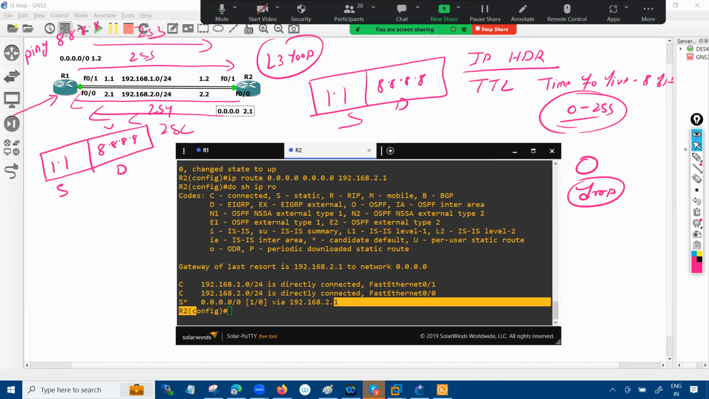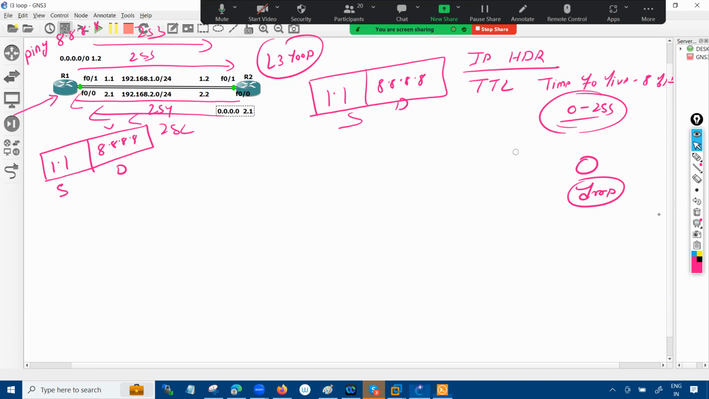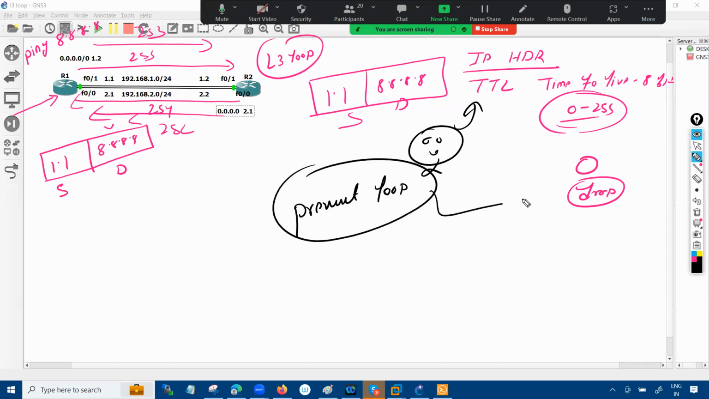So on layer 3, guys, please pay attention. On layer 3, we have a mechanism. We have a guy whose name is TTL. He says, hey, don't worry about that, I have an ability to prevent the loop. Once the TTL becomes 0, the packet will be dropped. So this is how on a layer 3 network we prevent the loop, based on the TTL.